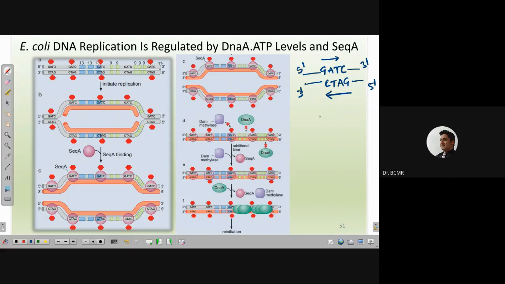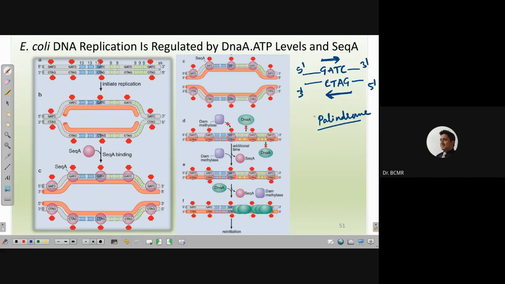Anything like that is called a palindrome. You must have heard of it in some cases at least. Palindrome, right? The ones that you're reading from here to here or here to here. I am emphasizing this because when you read about restriction endonucleases, you will find several sequences that are like this.